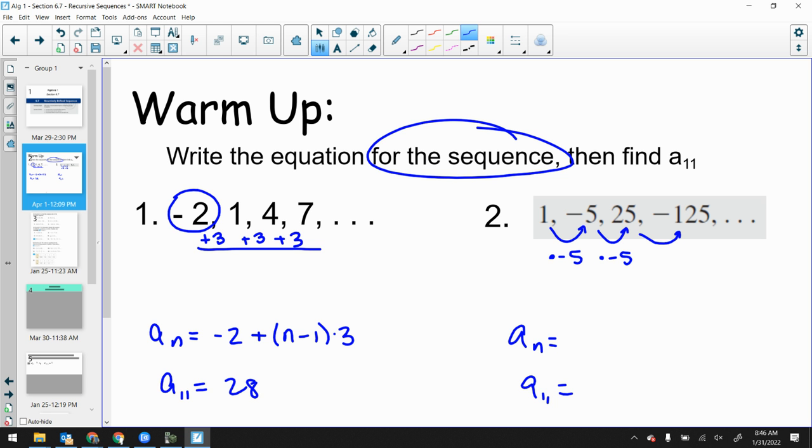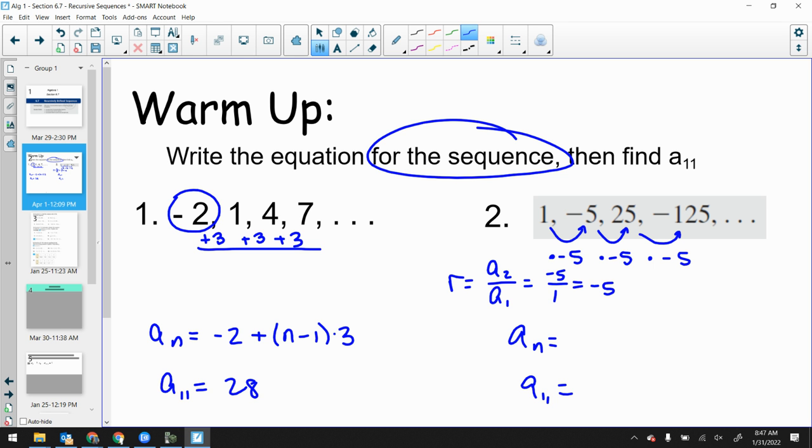Now, remember that if you are struggling with finding the ratio, the ratio is always a sub 2 divided by a sub 1. So in this case, -5 over 1. So -5 is my ratio. Honestly, you could do that with any 2 terms. Take the second term divided by the first term. Take the 5th term divided by the 4th term. Take the 8th term divided by the 7th term. It should be consistent throughout if it's geometric.